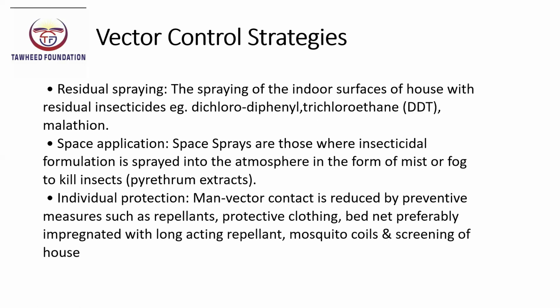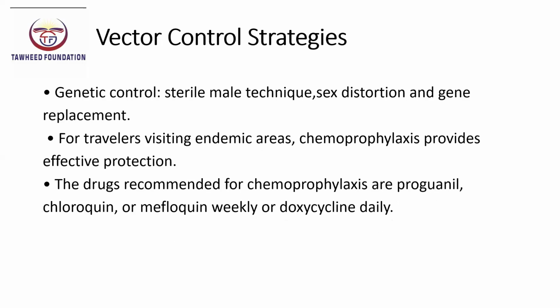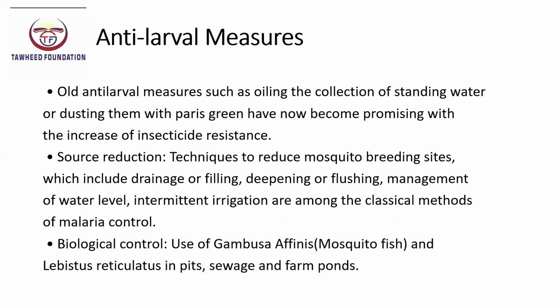Anti-larval methods involve source reduction of breeding grounds and biological control like mosquito fish. Genetic control includes the sterile male technique and gene replacement. For travelers visiting endemic areas, chemoprophylaxis provides effective protection, and drugs are recommended for this. Anti-larval measures.